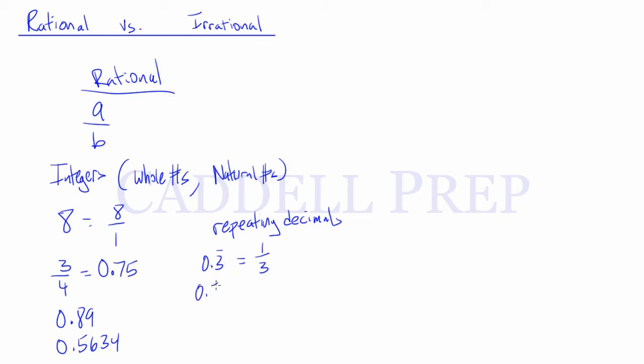So even if it was like this, 0.583, 583, 583, and this keeps on going, that's 0.583 repeating, so this is rational. Or if it was something like 0.567 and the 7 keeps on repeating, that's also rational. It's just written as 0.56, and then the line just goes over the 7 because that's all that's repeated. So these are all rational numbers.